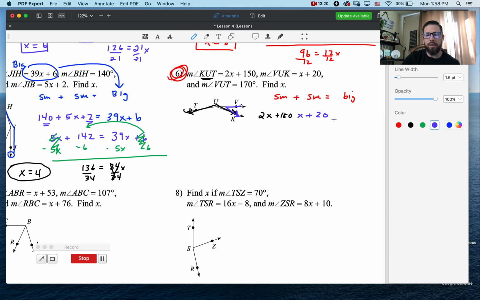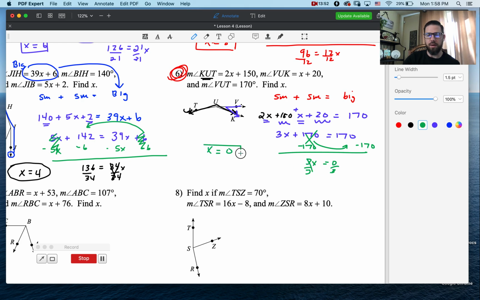So this guy's x plus 20 equals, the big piece is 170. Okay, so let's add these guys together. I've got 2x and x, that's 3x. I've got 150 and 20, that's 170. Subtract the 170 over to the other side. And it looks like to me we get 3x equals 0. Divide 3, x is 0. Okay, so this is our lesson, angle addition postulate.